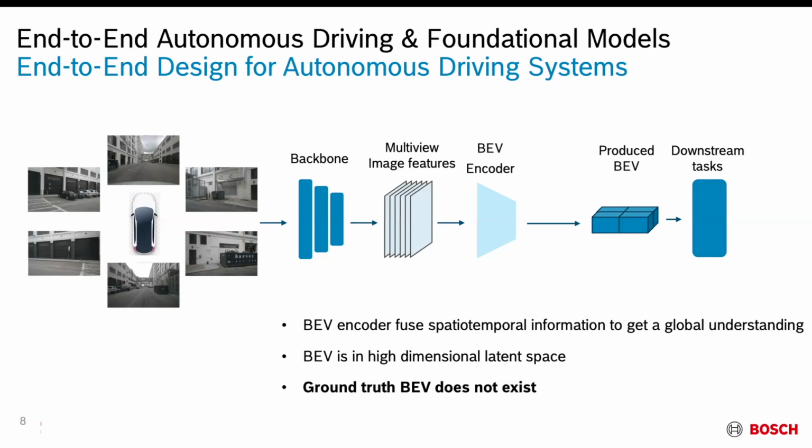Once you get a bird's eye view, you can input it to your downstream tasks, let it be perception or planning. But one thing that I want to emphasize at this point is that this bird's eye view is a high dimensional latent space. The number of channels can be, let's say, 256 or an arbitrary number. So you don't have a ground truth bird's eye view, and your performance relies on the quality of the bird's eye view.